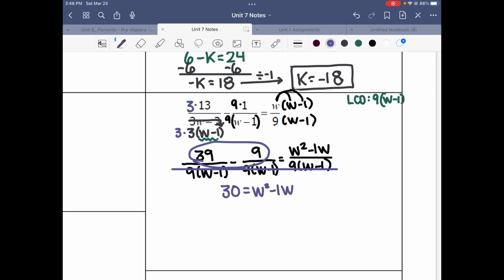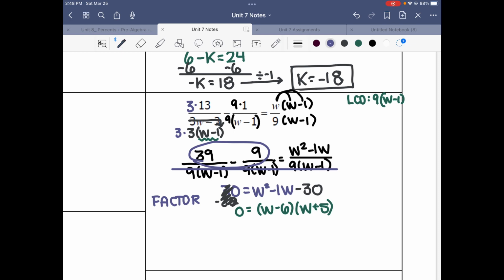Whenever you have a w squared or an x squared or a y squared in your equation, you have to factor to solve it. When you factor to solve, you need everything on the same side. So I'm going to go ahead and subtract the 30 over to this side, which makes it 0 on the other side. And the two numbers that multiply to negative 30 and add to negative 1 are negative 6 and positive 5.